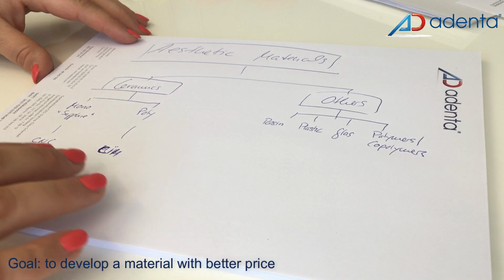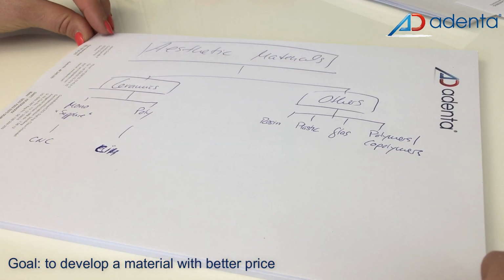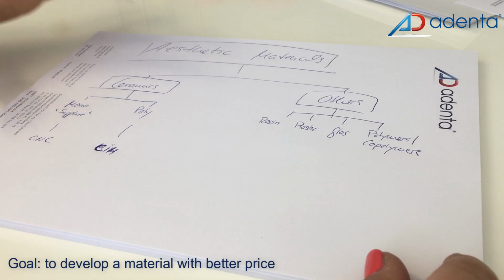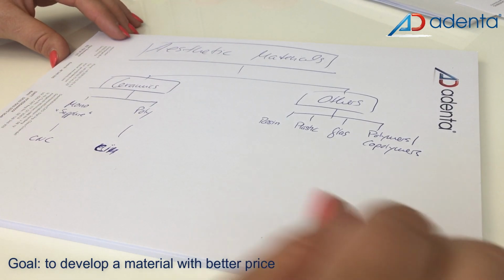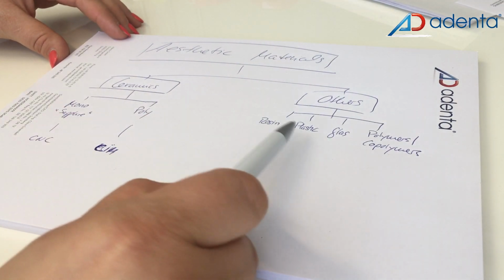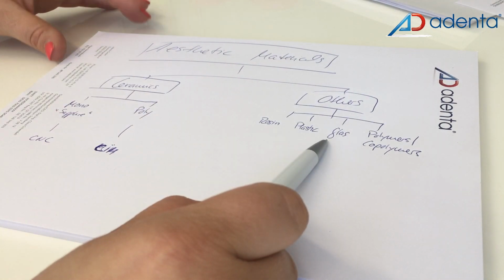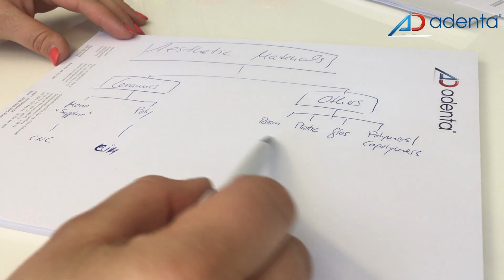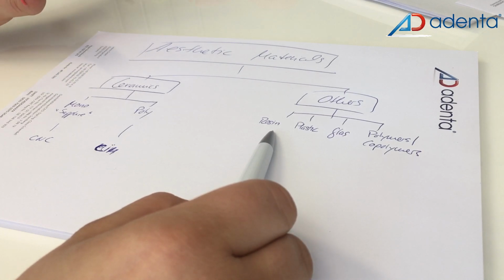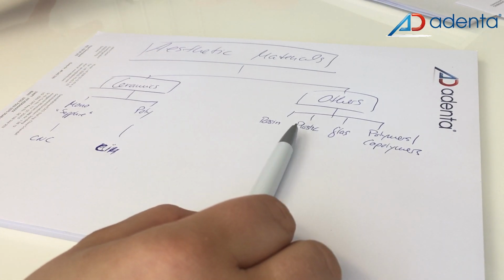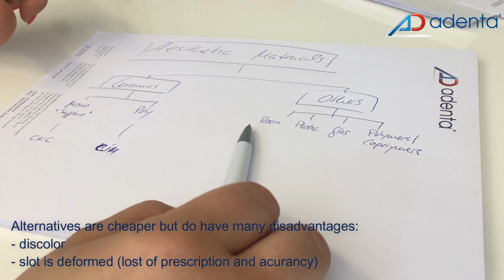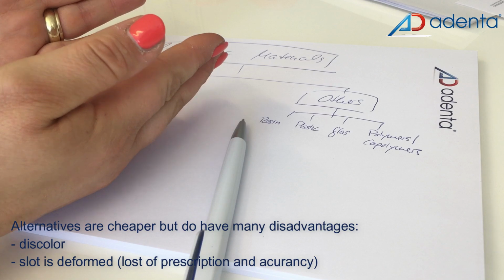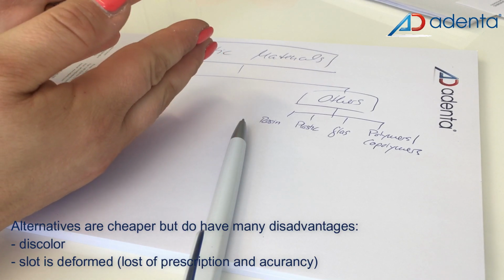So now, with the clear goal to develop a material that has a better price than the really more expensive ceramic materials compared to metal brackets, resin, plastic, even glass brackets came up because they were much cheaper to manufacture. However, all of them have only disadvantages. Although they are cheaper, which is like the only advantage of them, they discolor. During the treatment, the slot is being deformed, so you're losing absolutely any prescription and accuracy in it.